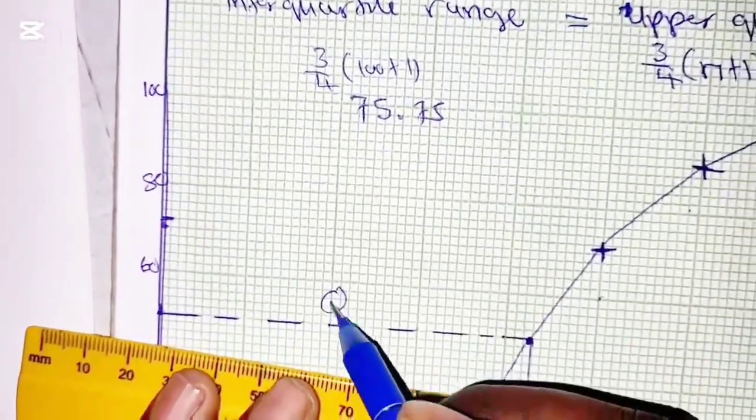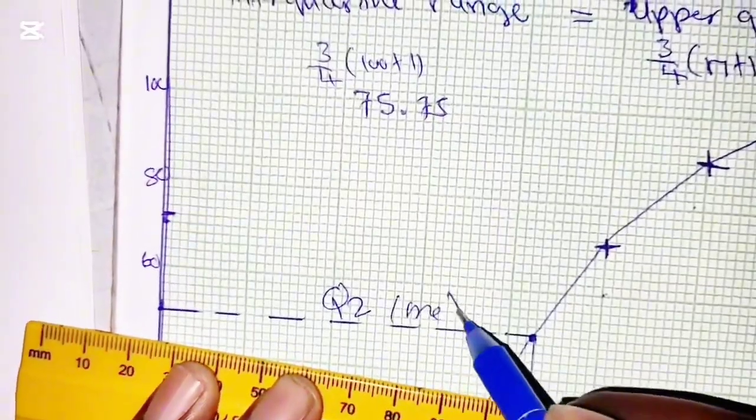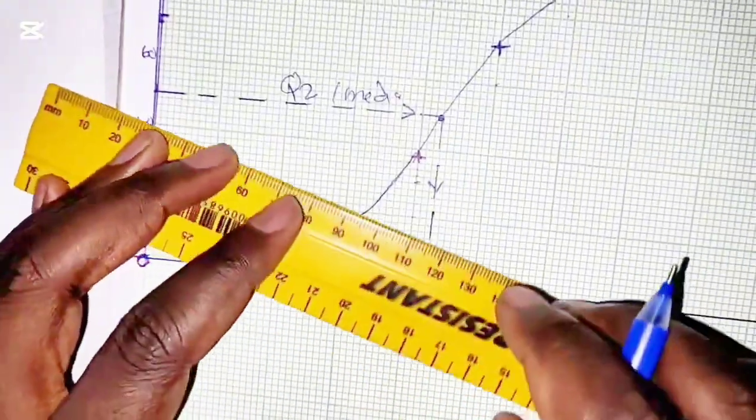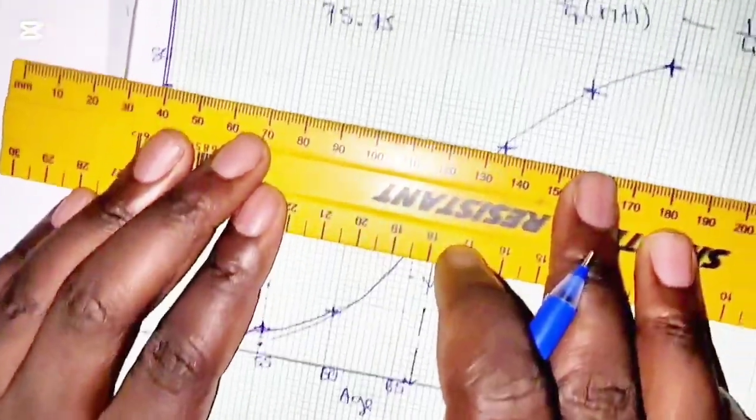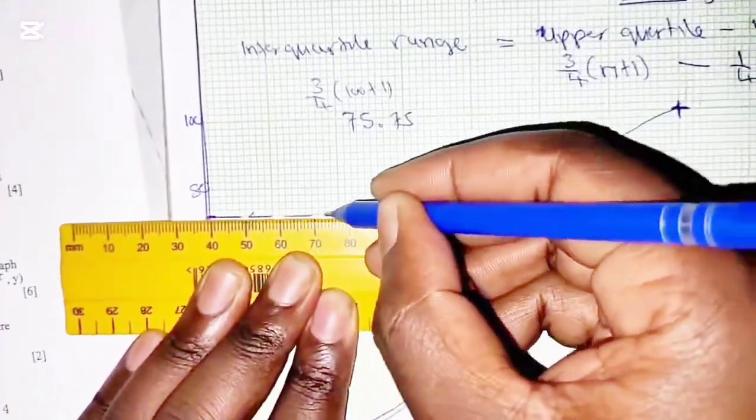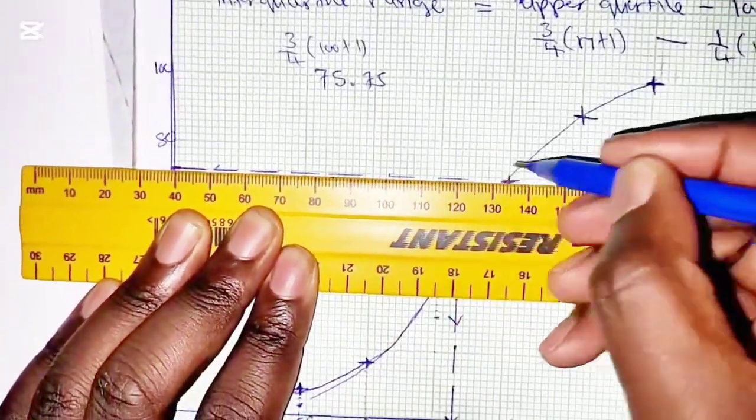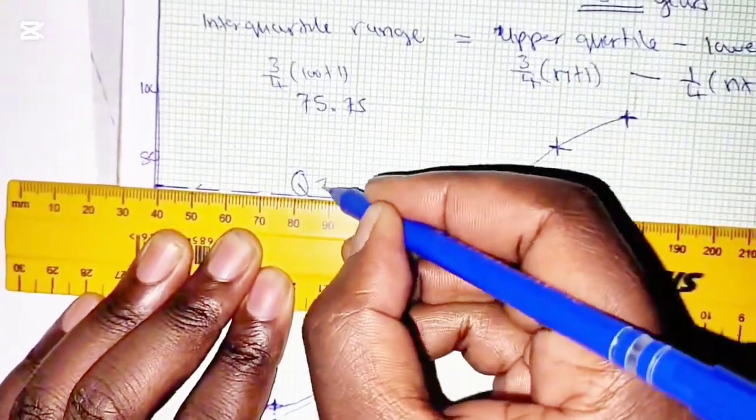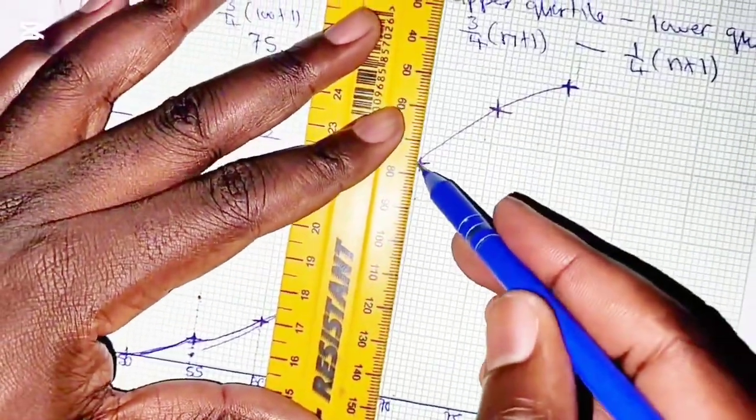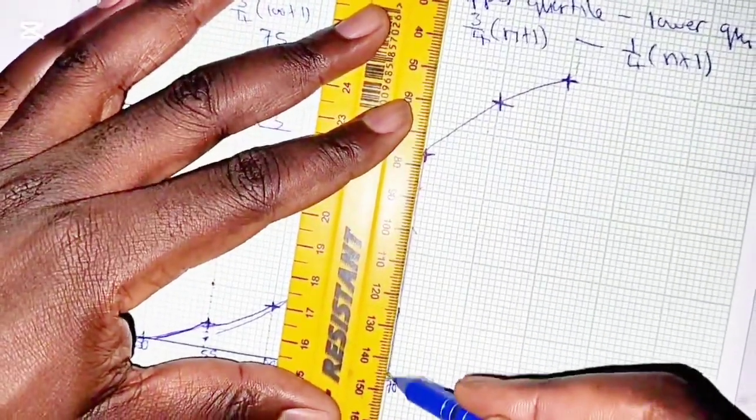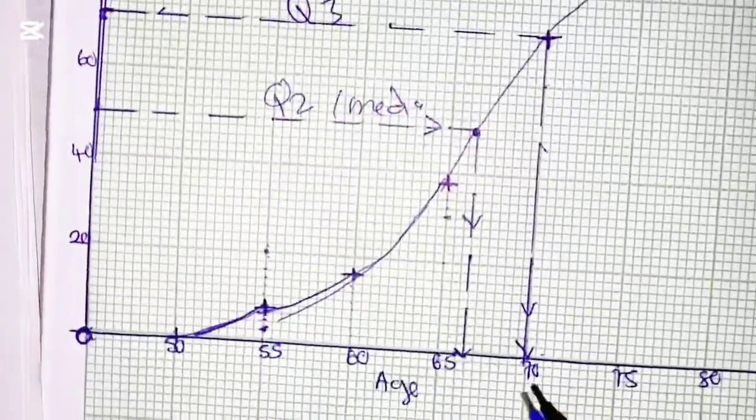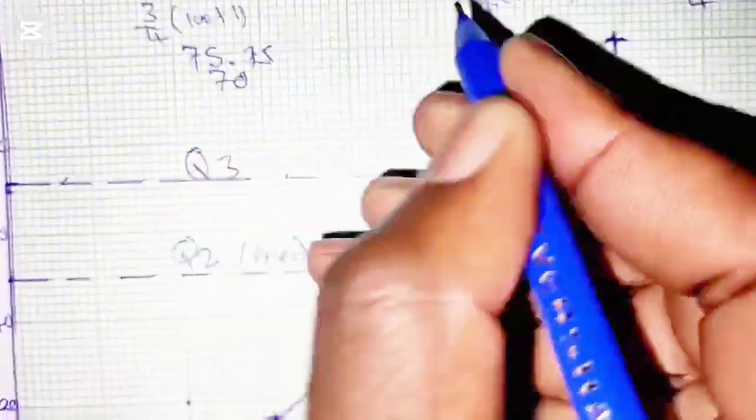So this one is Q2, which is our median, right? Our median. So this one right here is Q3, which is the upper quartile. Q3, right? So we're going to come right over here, right over here. So our upper quartile is 70, right?